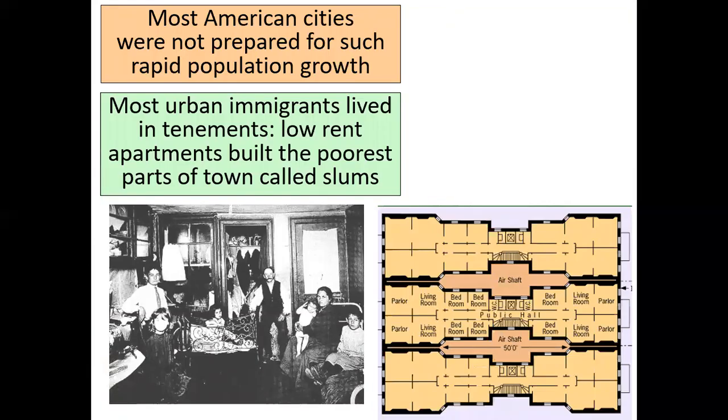So most American cities are not prepared for this rapid growth, as I said. Most urban immigrants lived in tenements. I would circle that word. You will see it on your quiz. And tenements are these low-rent apartment complexes in the poorest part of towns.